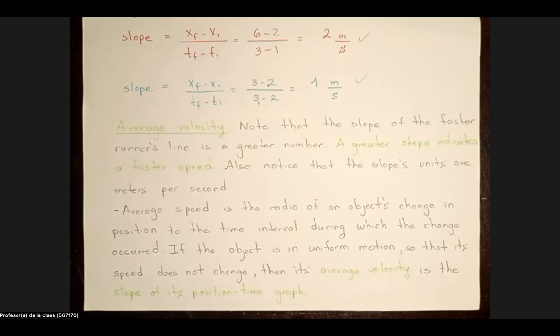Average speed is the ratio of an object's change in position to the time interval during which the change occurred. Okay, I will explain this using an example. So if the object is in uniform motion, so that its speed does not change, then its average velocity is the slope of its position time graph.